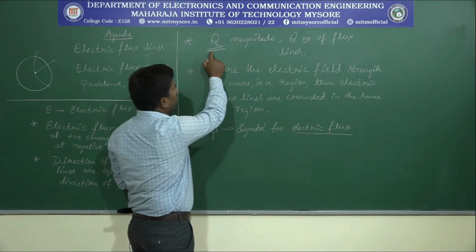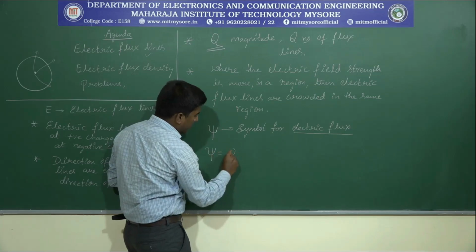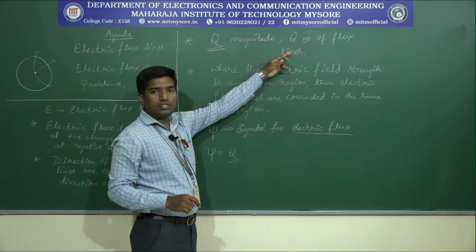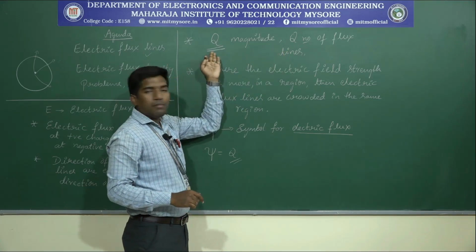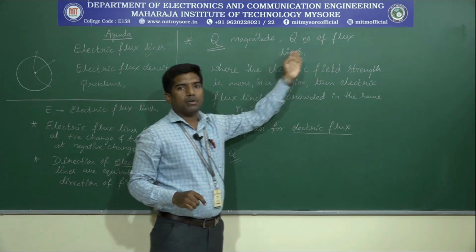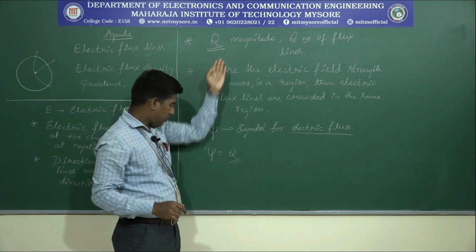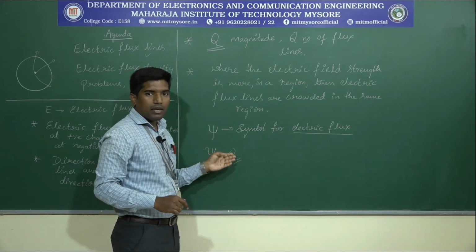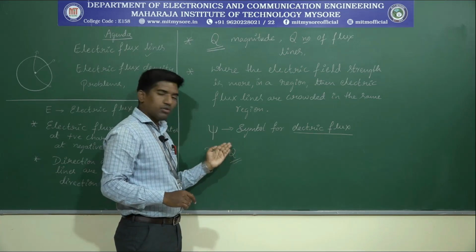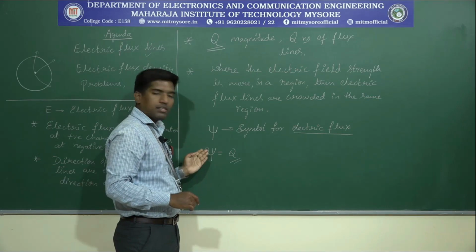So according to this point, psi can be approximated to q. Why? Because the electric flux is equivalent to the magnitude of charge, because there are q number of flux lines present when the charge is having the magnitude of q. Therefore, psi can be replaced by q. Got it? So a charge with magnitude q coulomb is equivalent to the electric flux lines, that is psi.